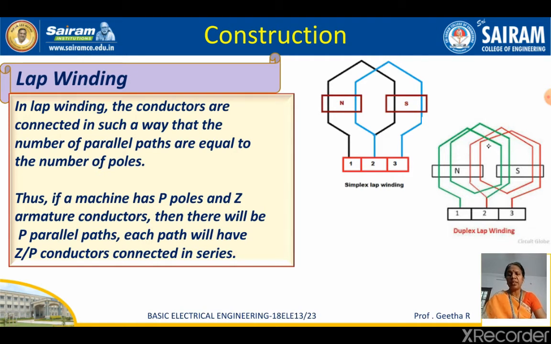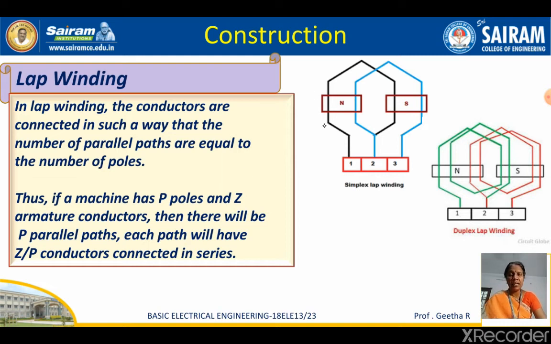In lap winding the conductors are connected in such a way that the number of parallel paths is equal to the number of poles. So how many poles do you have in your DC machine? According to that the parallel paths are divided. So based on the number of poles, to accommodate so many parallel paths, accordingly the conductors are connected. Thus, if a machine has P number of poles and Z number of conductors, then there will be P parallel paths because it has P number of poles. So P number of parallel paths will be available. In each path, they will have Z by P conductors connected in series.